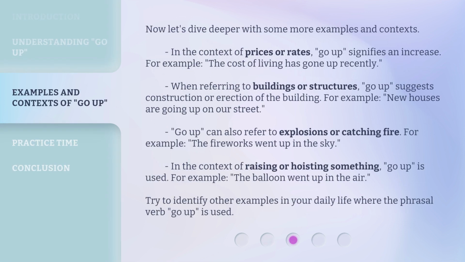Now let's dive deeper with some more examples and contexts. In the context of prices or rates, go up signifies an increase. For example, the cost of living has gone up recently. When referring to buildings or structures, go up suggests construction or erection of the building. For example, new houses are going up on our street.